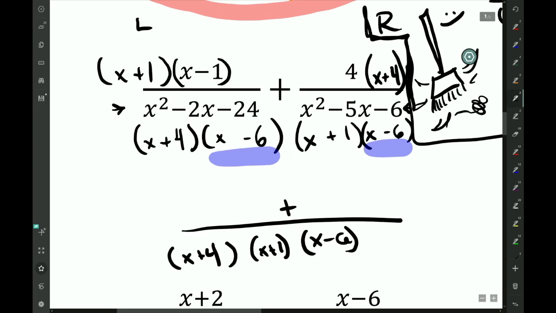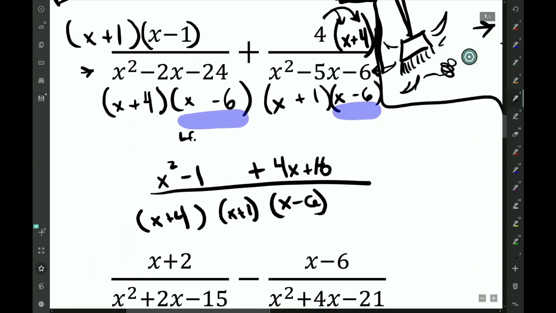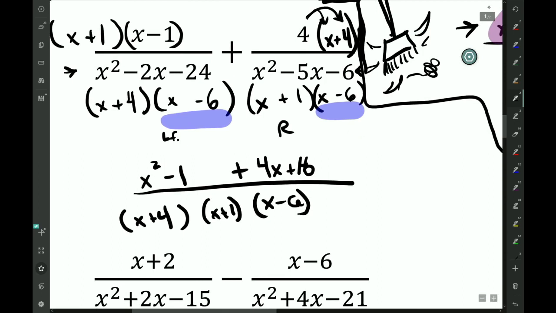Again, foil this here, okay? When you foil that, so the left fraction is going to be x squared minus 1. This here you need to distribute, not foil, but just distribute, plus 4x plus 4 plus 16, sorry. Okay. So again, this is technically the right fraction. I just combined them in one fell swoop.